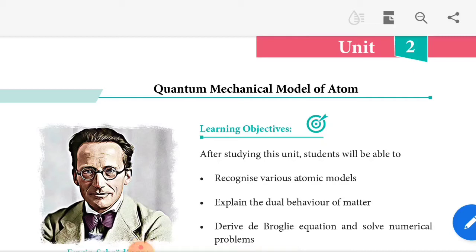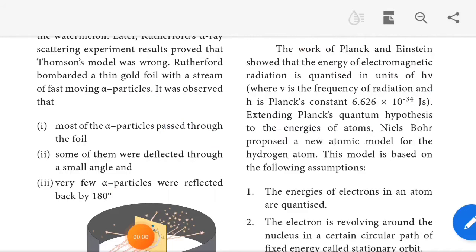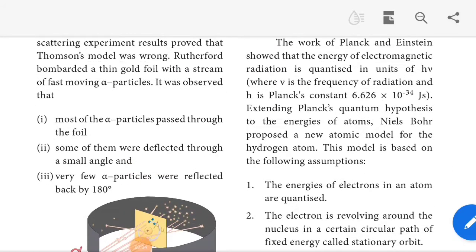In today's class, we are going to revise the terminal examination portion, second lesson, volume 1, quantum mechanical model of atoms, some important questions and answers. First question: the Bohr atom model. The model is based on the following assumptions.